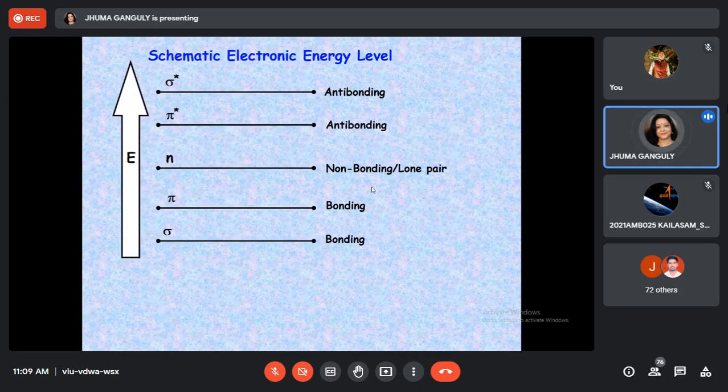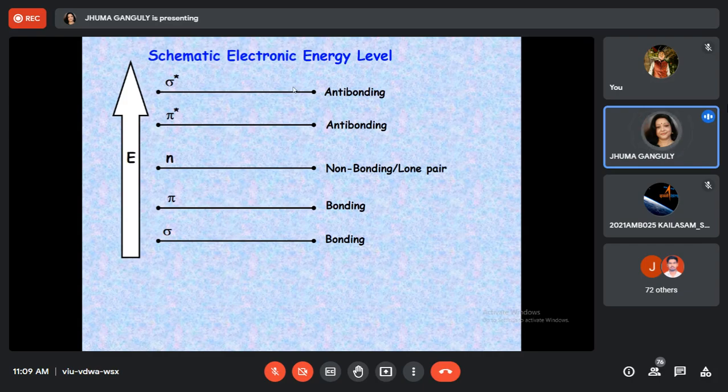But after that, I am showing another energy level, a higher energy level: pi star and sigma star. I mention here anti-bonding. You can see the non-bonding is the room temperature level, and the energy gap from n to the pi antibonding level is equal to that from the pi bonding level, and it's the same for the sigma bonding and n to sigma star antibonding.